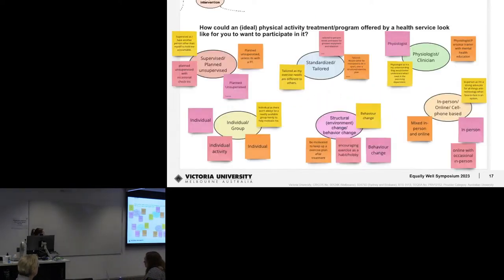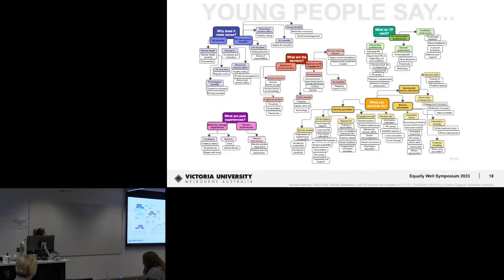This is an example of the brainstorming. Young people were given prompts and were then able to use online post-it notes to give their thoughts to those prompts. And this is the overall outcome of the focus group, and I will talk in more detail about this. This is just, I felt, a very beautiful graphic.